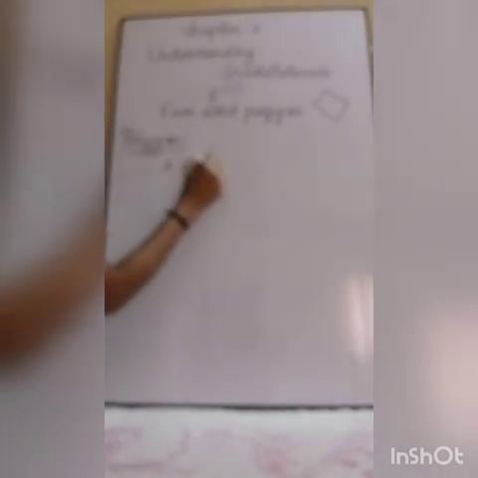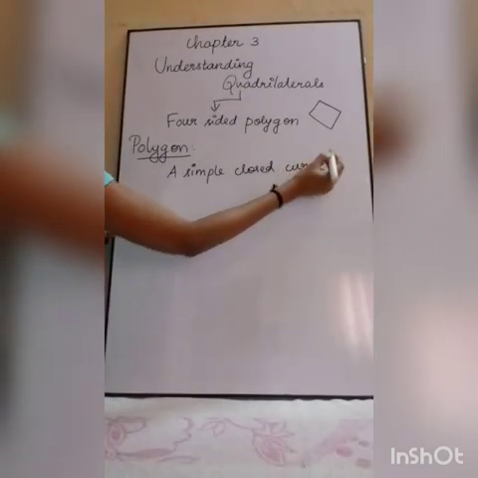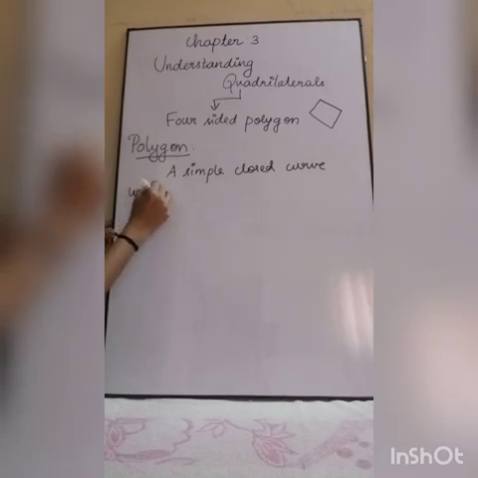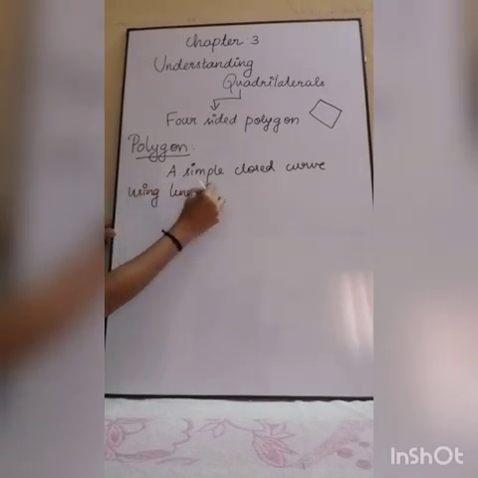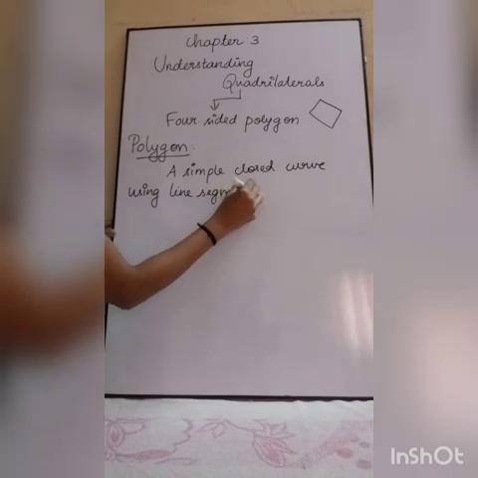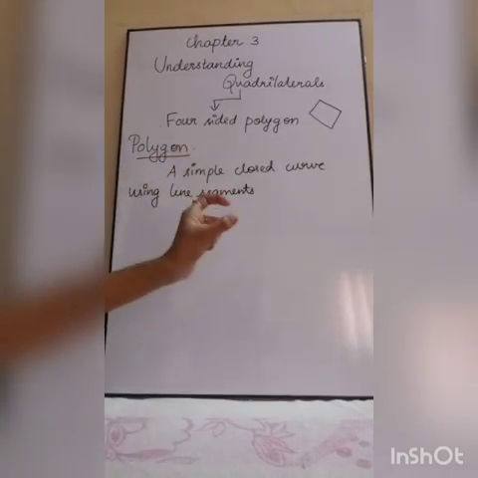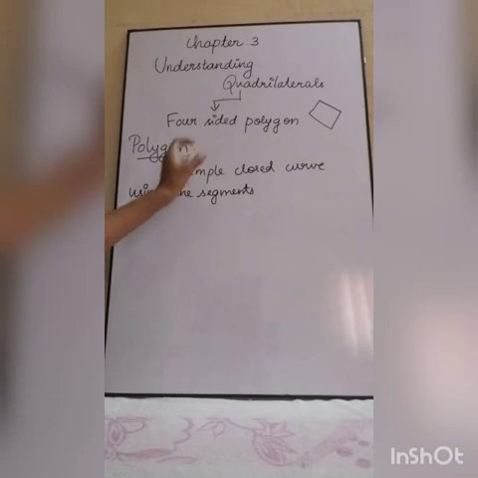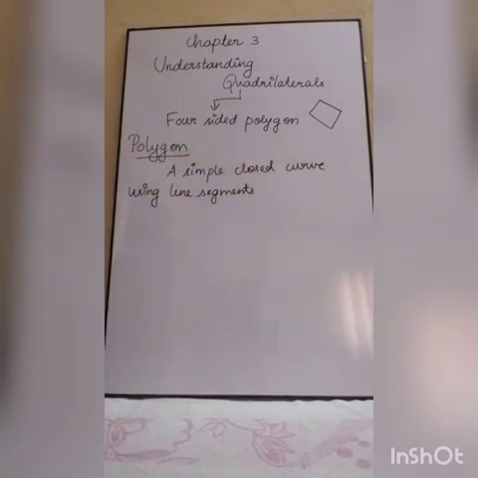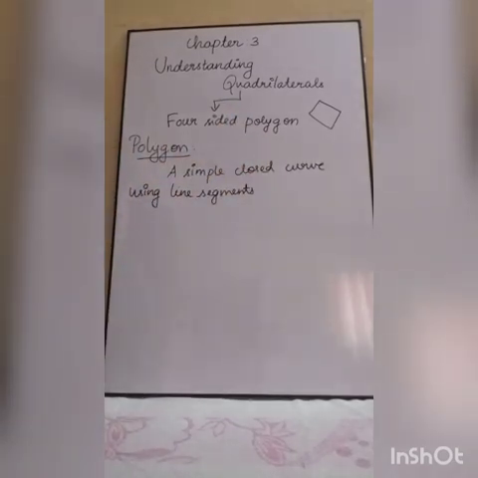Actually polygon is nothing but a simple closed curve using line segments. Okay, what is the condition they have given? It is a simple closed curve. It is a simple closed curve using line segments. So what we are going to do is draw a polygon now.